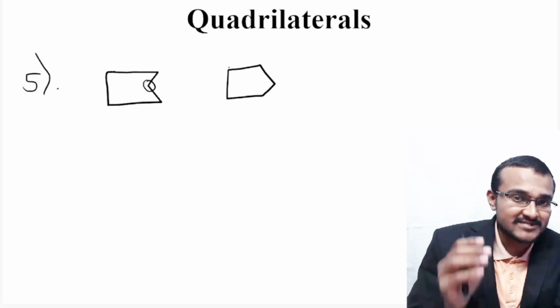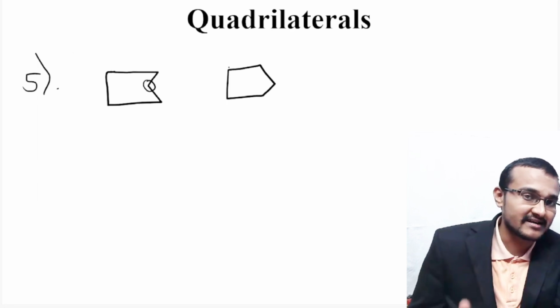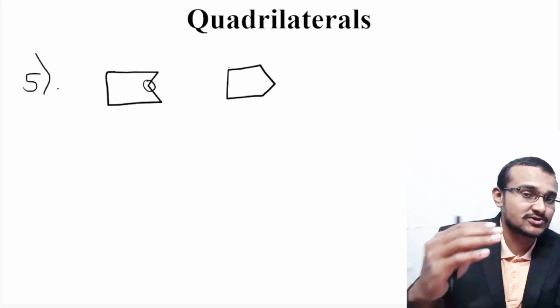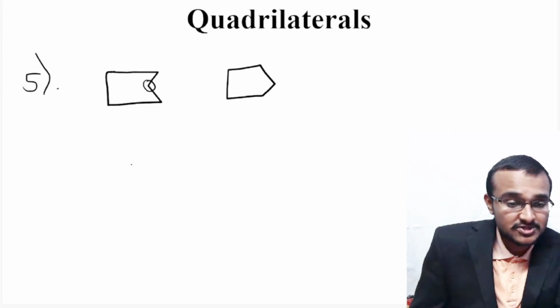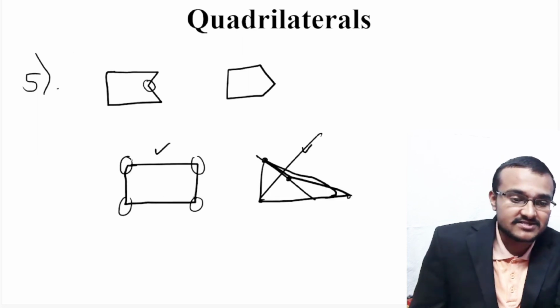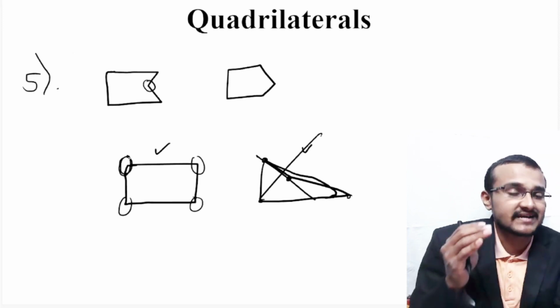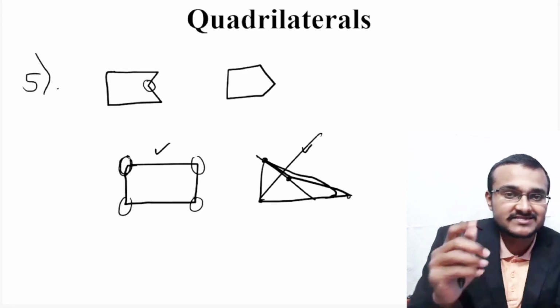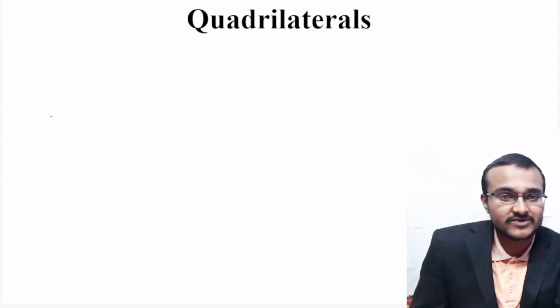Similarly, a convex quadrilateral is that quadrilateral which has all its points exterior to that particular quadrilateral. So in a rectangle, you can easily see all the points are exterior to this particular quadrilateral. Hence, all the points are exterior to this rectangle. Hence, a rectangle is a convex quadrilateral. So this explanation you can give in your own words.